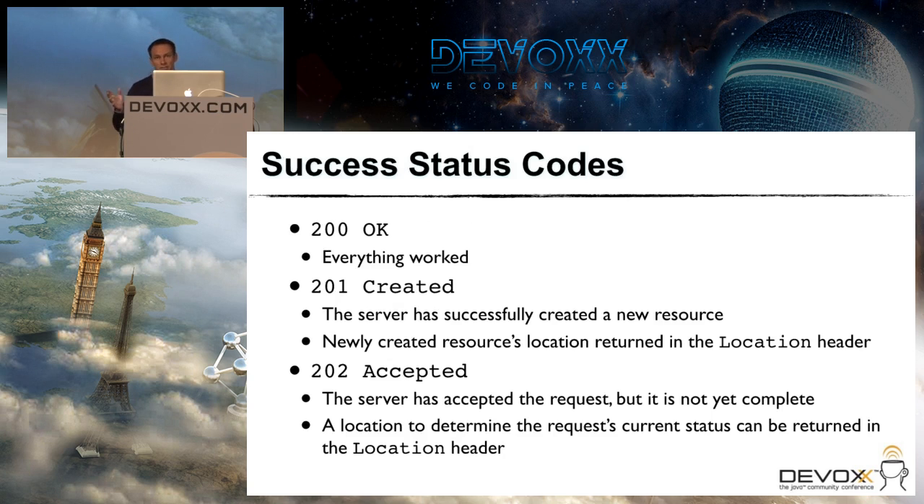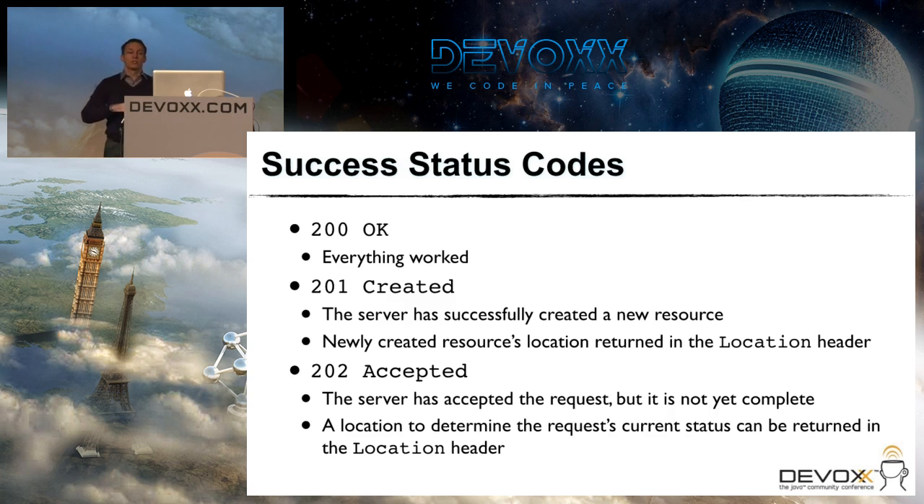And we'll take a look at a couple of the common ones. 200 OK, the one everybody wants to see. Nothing went wrong, everything worked. 201 Created. The server has successfully created a new resource, and it is generally considered a good idea at this point to return the newly created resource's location in the Location header, which is what we did.